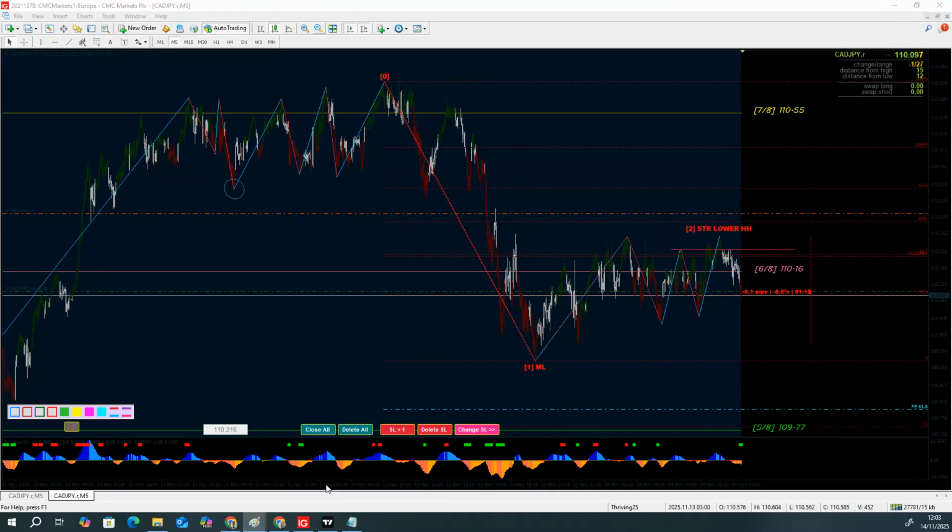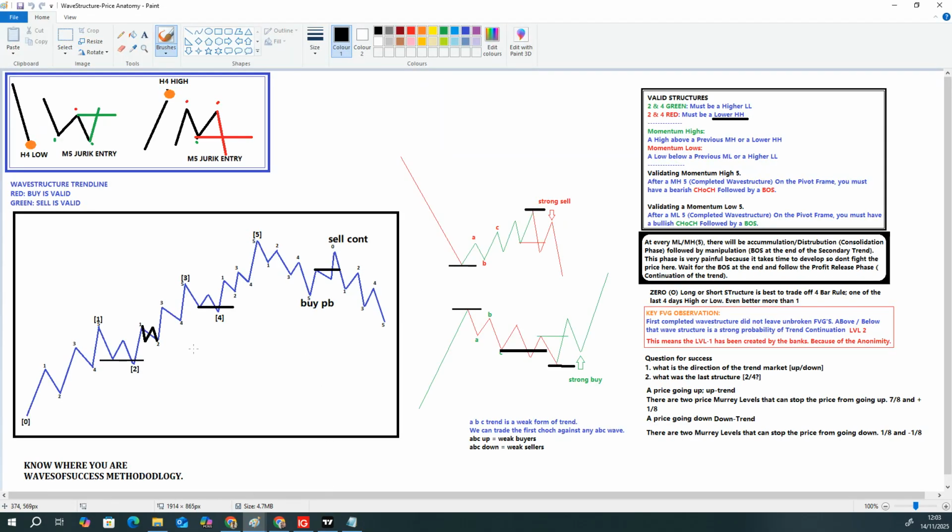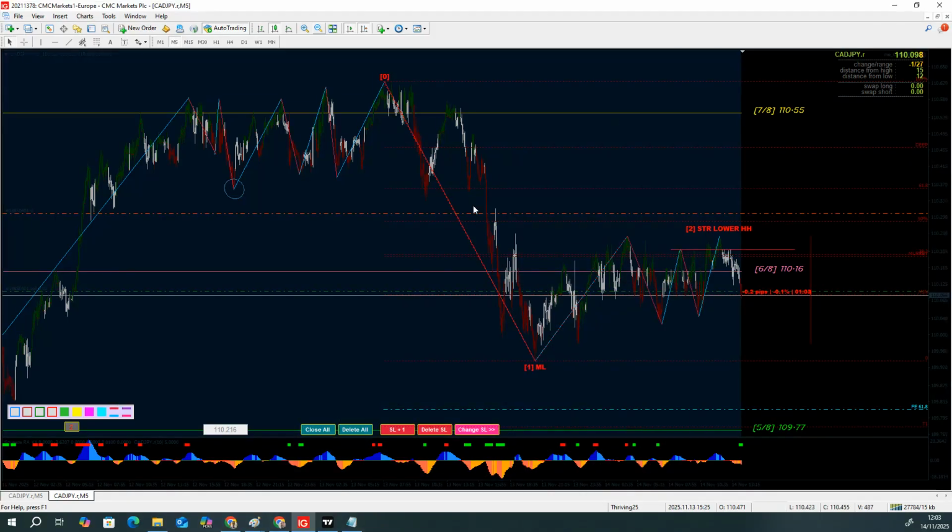So I'm gonna show you something. This is the wave structure template. Okay, and I like to draw it manually because the pivot points cannot pick up what we are looking for. Therefore, by the time we apply the concept, they get missed by the pivots. So we tend to draw this manually.